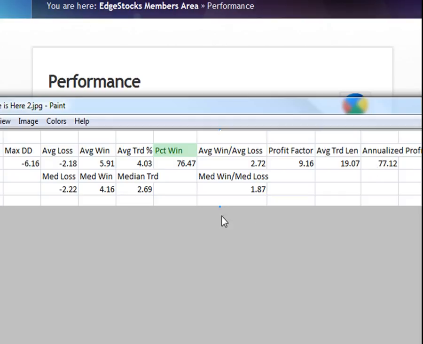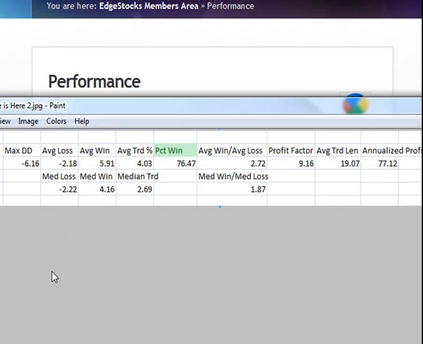Now on this lower level, and I don't think we have this on the website, I'm also doing medians. And the reason I like to do medians is because it shows me what the distributions look like, and it tells me if they're skewed. Of course, any good system relies on having a skewed average trade on the win side, and that is what you see here. The average loss and the median loss are about the same.